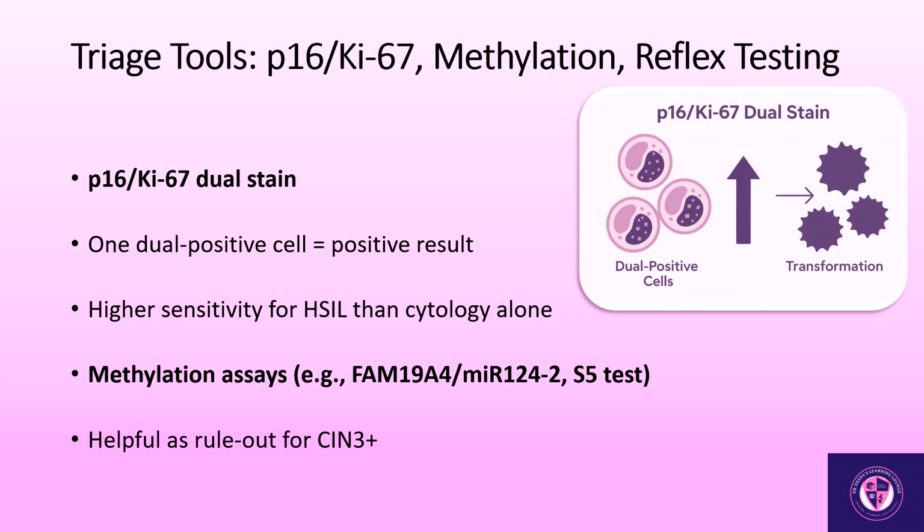Studies consistently show dual staining has higher sensitivity than cytology alone for identifying a high-grade lesion. DNA methylation studies such as the FAM19A4 and MIR124-2 panel or the S5 assay detect the epigenetic changes linked to CIN3. So these tests may serve as powerful triage tools, especially for primary HPV screening programs. Both these tools help reduce the risk of unnecessary colposcopies while ensuring high-risk patients are appropriately identified at the early level itself.